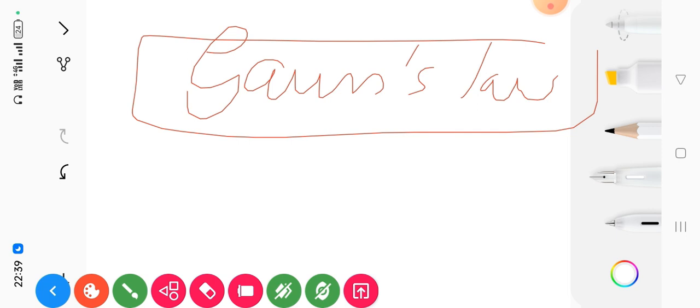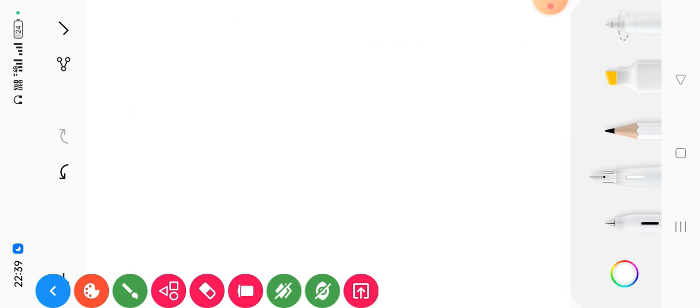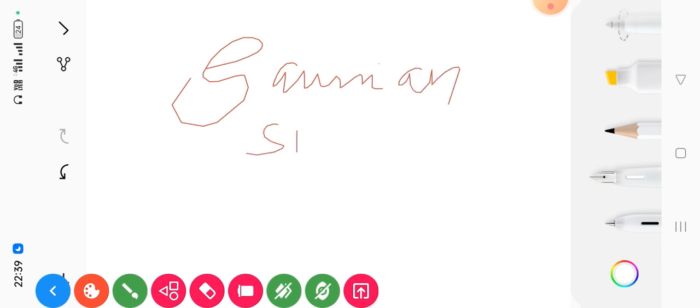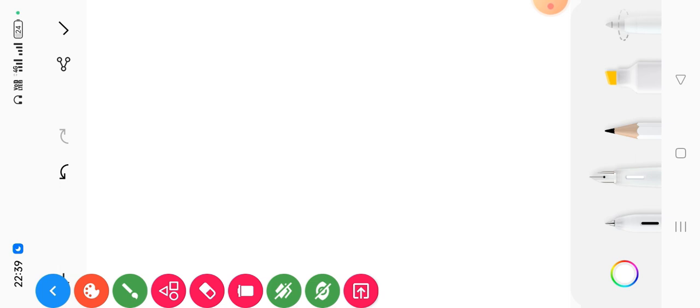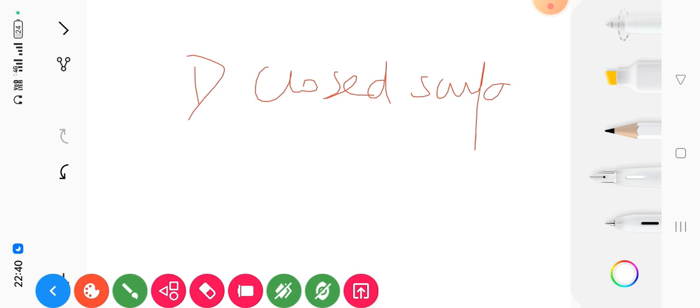Basically, for Gauss's law, first of all we have to understand a term, Gaussian surface. What is a Gaussian surface? A Gaussian surface is a closed surface. First of all, it should be a closed surface. Second one, it should be passed through the.